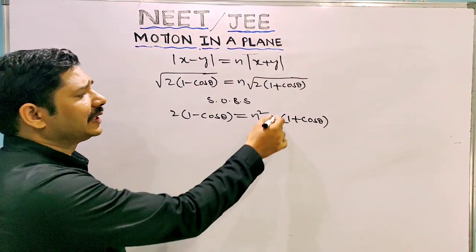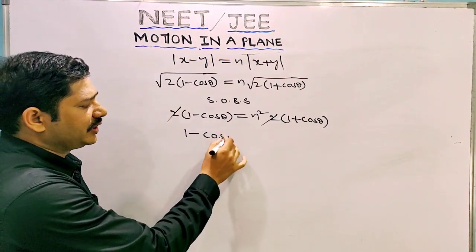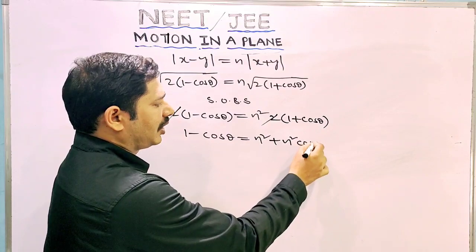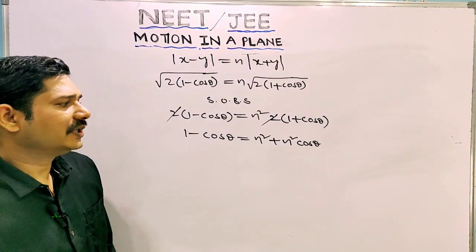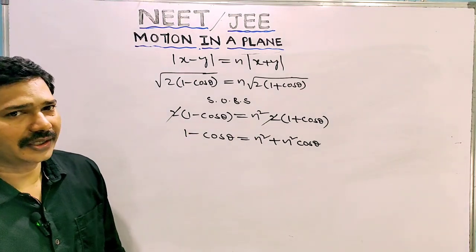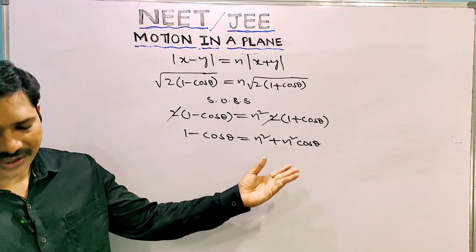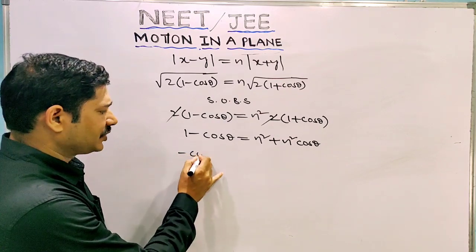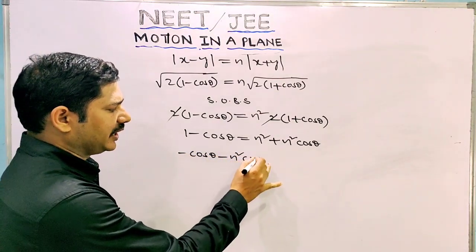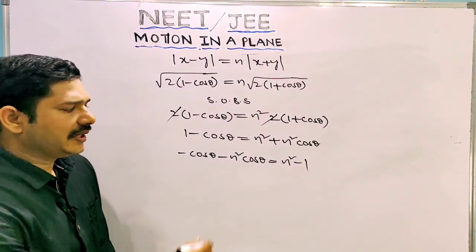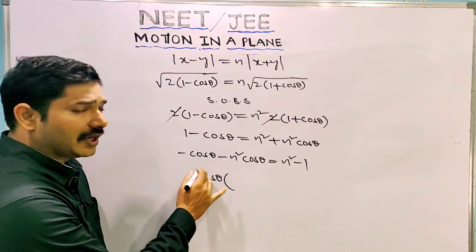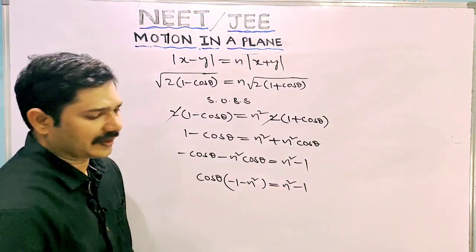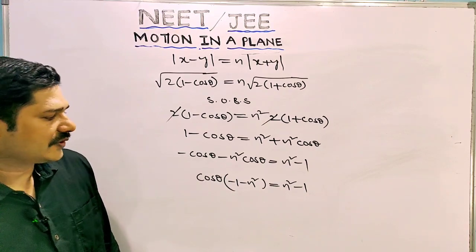Here both the sides, 2, 2 gets cancelled. 1 minus cos theta equal to what? n square into 1, n square plus n square cos theta. Now this minus cos theta I am sending this side, it becomes plus cos theta. Otherwise n square cos theta I am bringing this side. So what happened here? Already one, minus cos theta minus n square cos theta is equal to n square minus 1. Taking cos theta common, minus 1 minus n square is equal to n square minus 1.